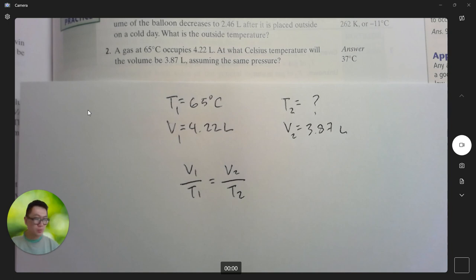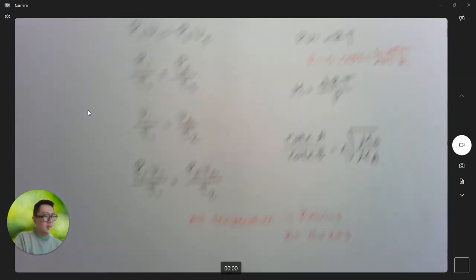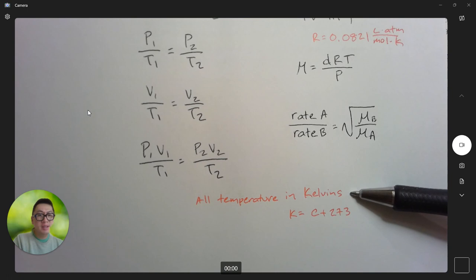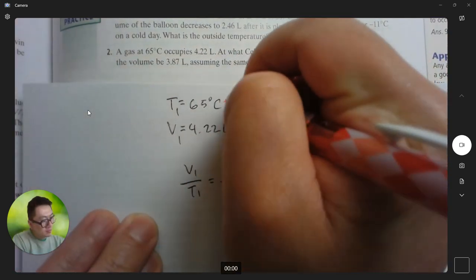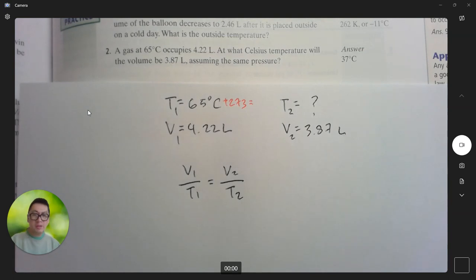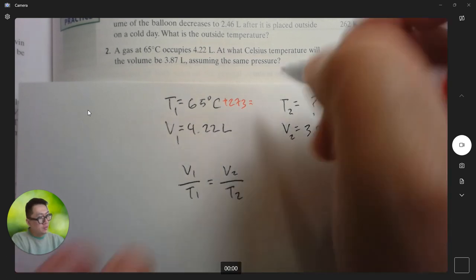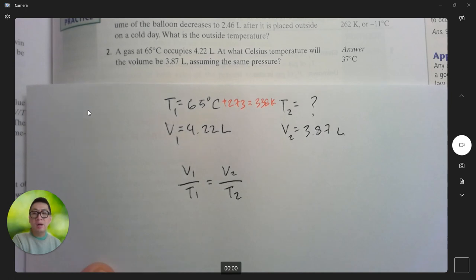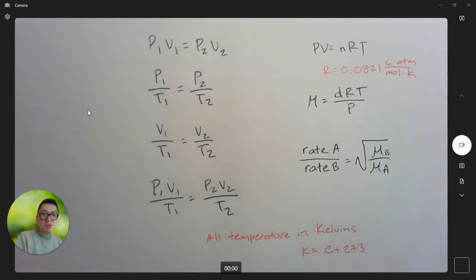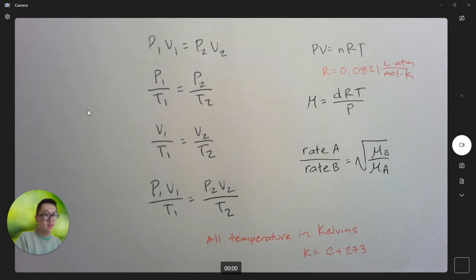But before we plug it in, there's one thing that is missing. The temperature says it's 65 Celsius. All temperatures in equations must be in kelvins, so I have to add 273. 65 plus 273 is 338 kelvins. So T1 is actually 338. Don't plug 65 in, plug in 338. All temperatures in all these equations must be in kelvins.